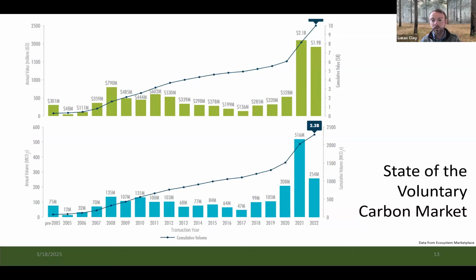So what this is really showing us is that there is an increase in the price point around these credits, which is good for everyone. This is going to help increase the ability to start projects as credits and carbon become more valuable, and also increase the integrity of these projects as well.